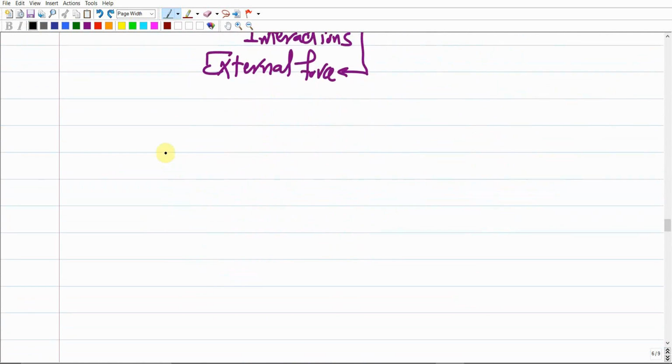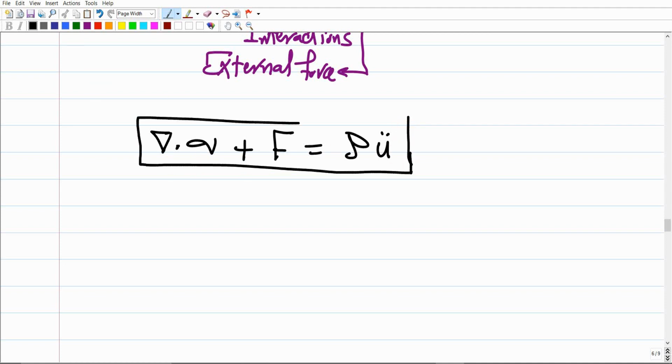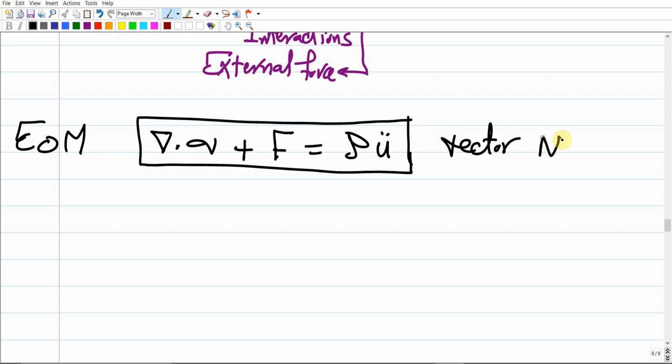If you remember, the equilibrium equation in vector notation was nabla dot sigma, the divergence of sigma, which is the stress tensor, plus the body force vector equals rho times u double dot. This is the equation of motion of the continuum in terms of vector notation, which we derived before starting from the mechanics of particles, right?